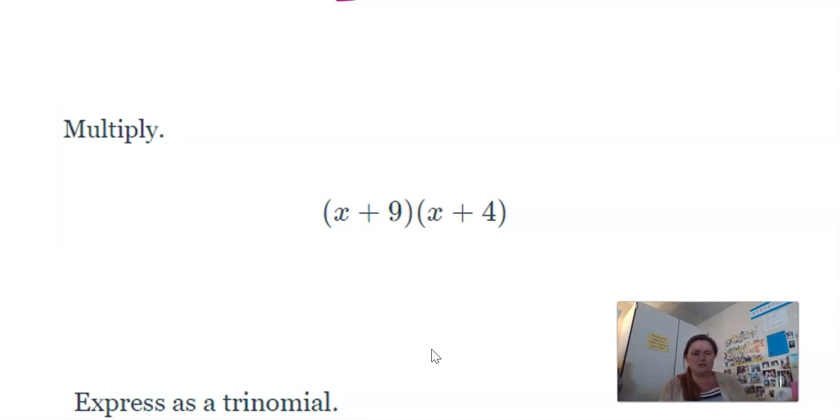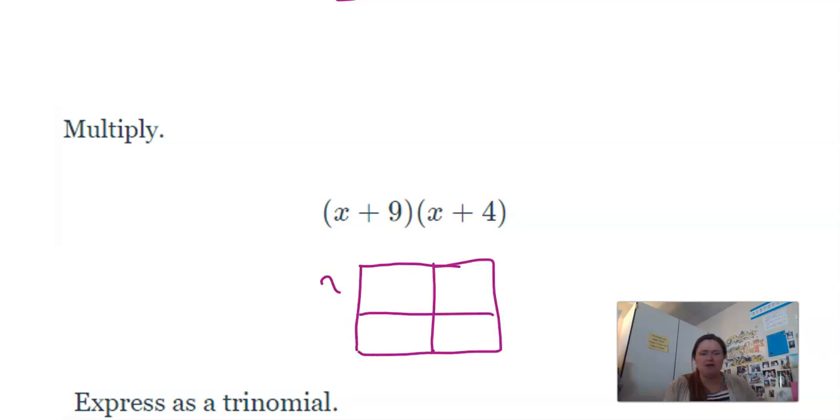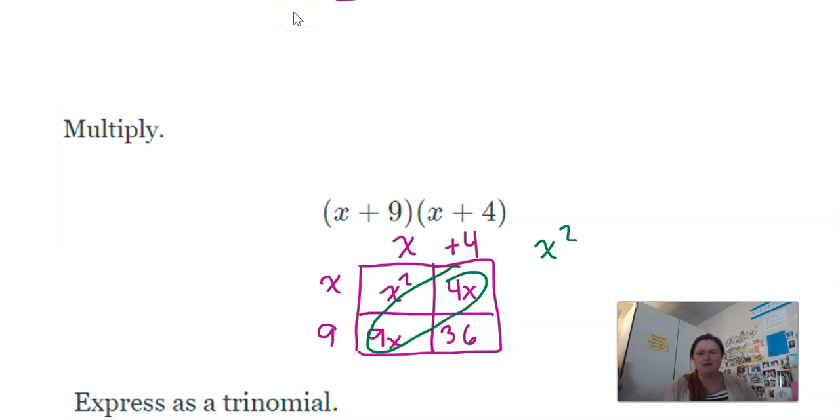So what you're going to do is on your piece of paper, or at least what I would do, is I would pick up my pencil and I would actually draw a box, put my binomials on the outside of my box. Multiply x times x is x squared. x times 4 is 4x. x times 9 is 9x. 9 times 4 is 36. Then I'm going to combine like terms. So I have x squared plus 9 plus 4, remember we're adding here, is 13x plus 36.